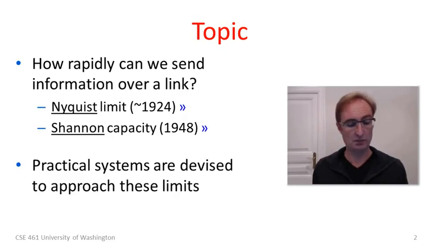In this segment I'm going to talk about two different results, the Nyquist limit and the Shannon capacity. As you can see, these are fairly early results. They've been known for a long time. They give us limits on what it's possible to achieve. So the real systems which are built are going to operate within these limits.